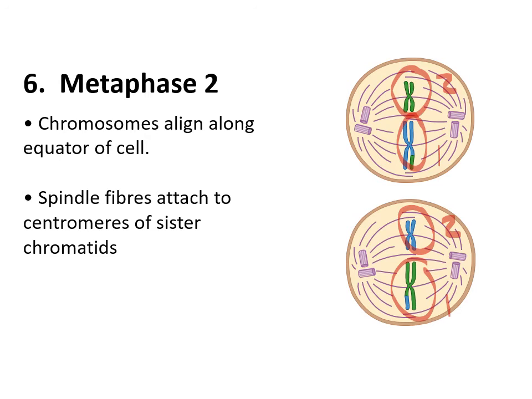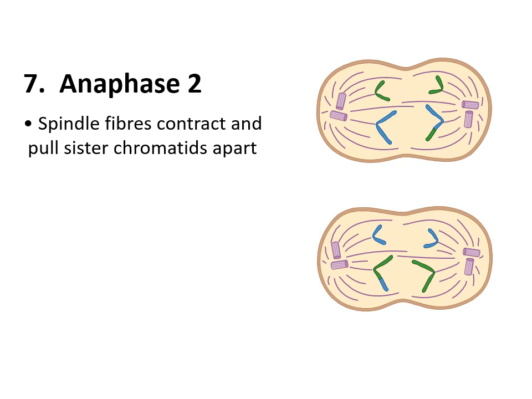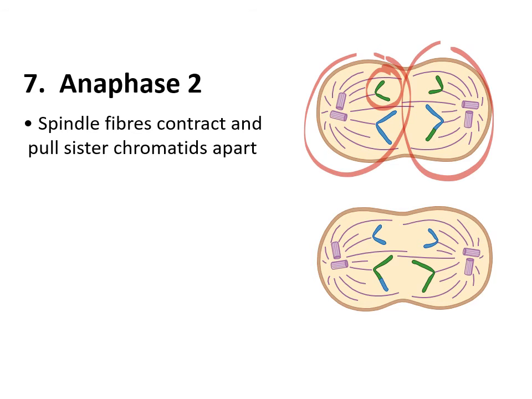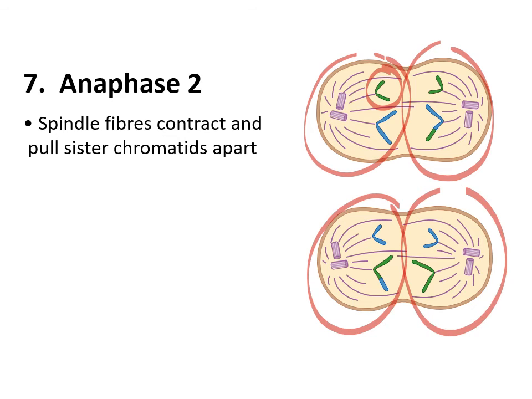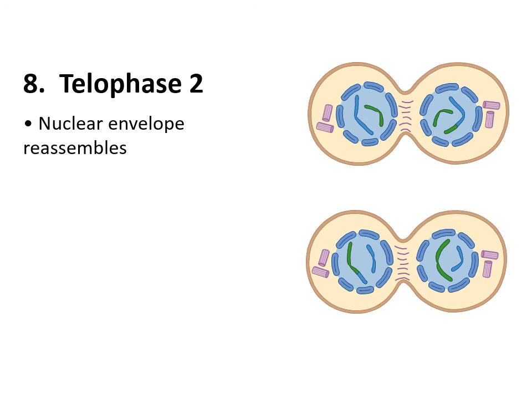So spindle fibers are going to attach at the centromeres again, and these chromatids are going to be pulled apart to opposite ends of the cell, at which point, once they're separated, they again go back to being called a chromosome. And so you're going to end up with 4 different cells at the end of this. Telophase is going to have the full splitting of the cells.